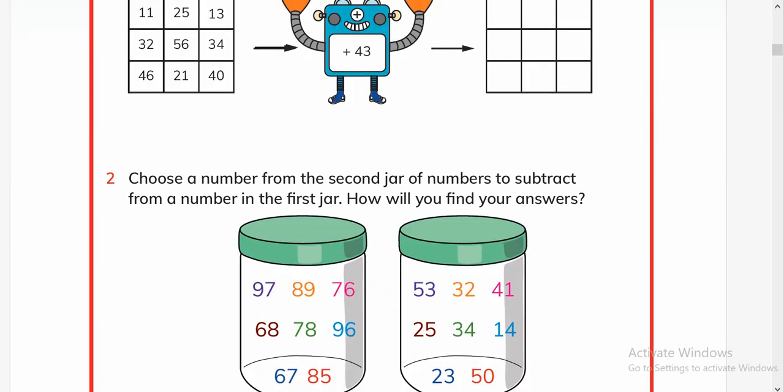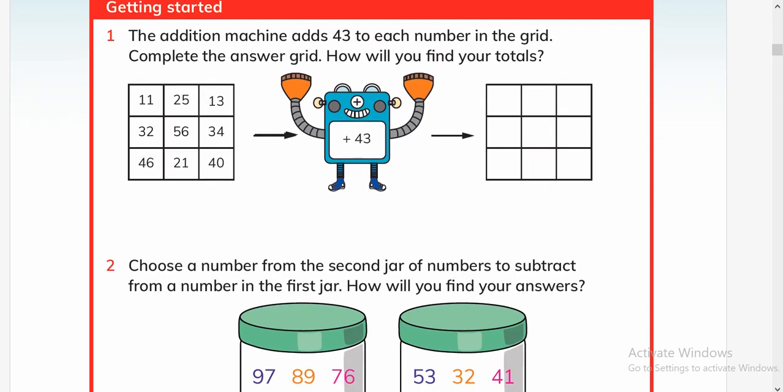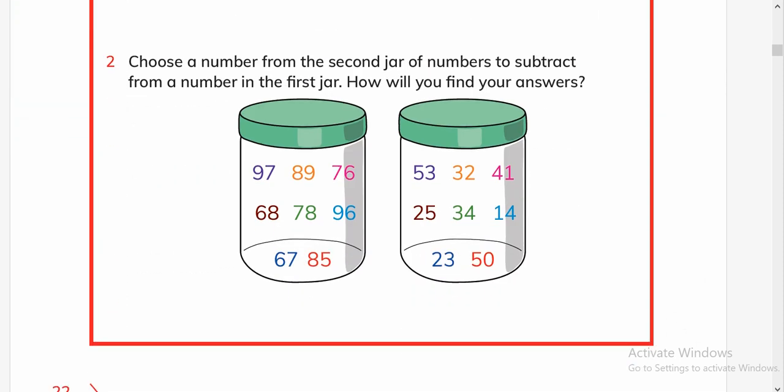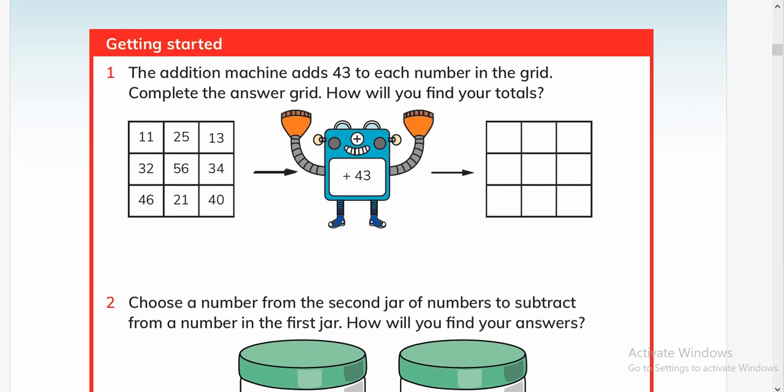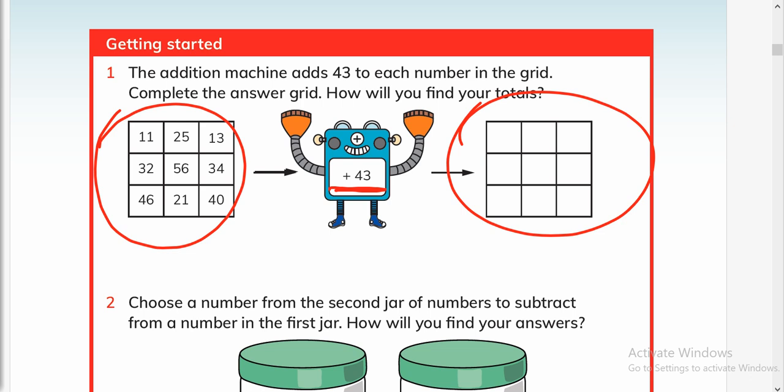Now addition is so easy. I think you don't need help in it, but let me just tell you how to do this thing. In this part you have to add 43 and write the numbers exactly at the same position of the next box, like 11 plus 43. 11 plus 43 will give you 54. Here it was in the first box, here I have written it in the first box. That's it.